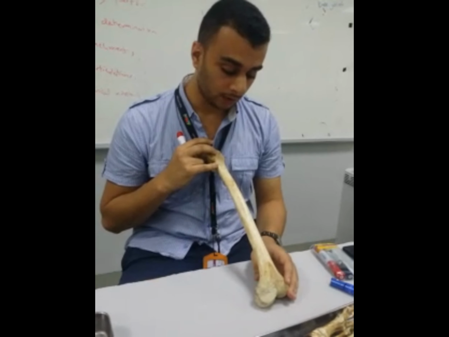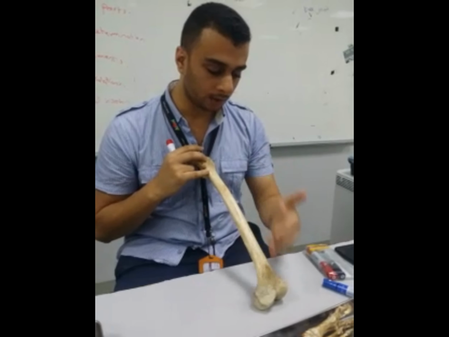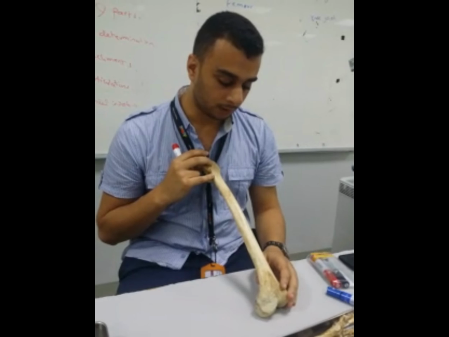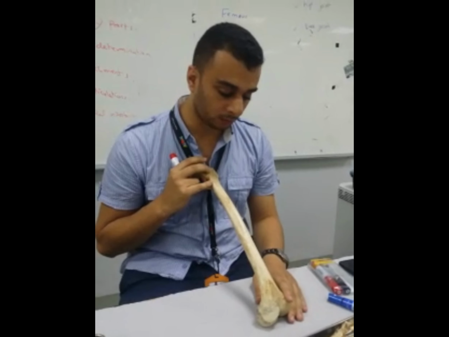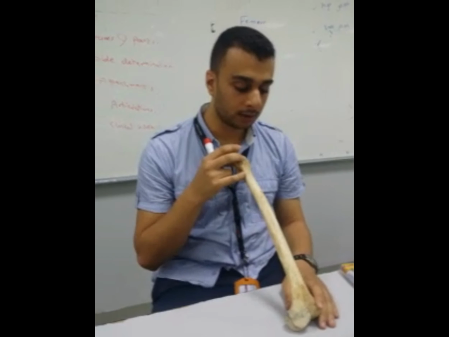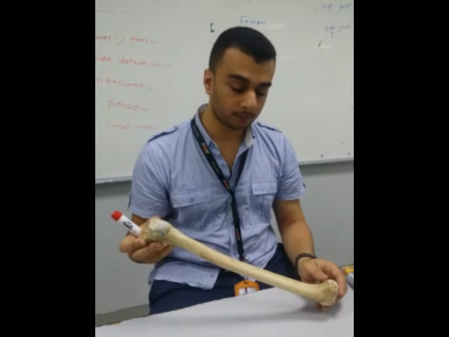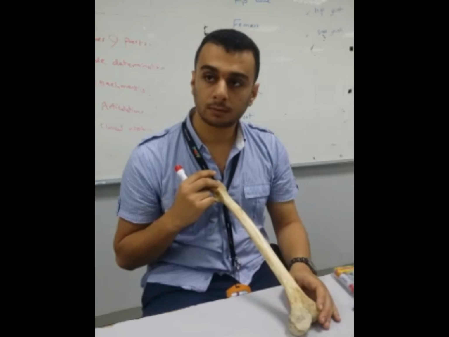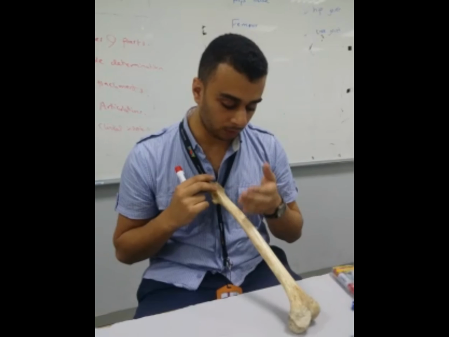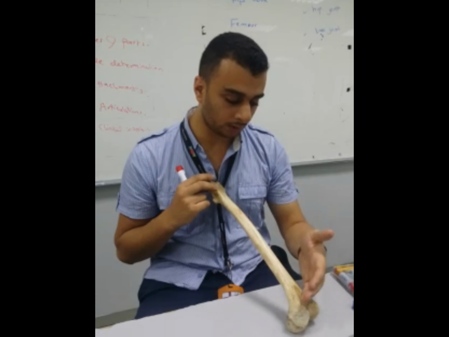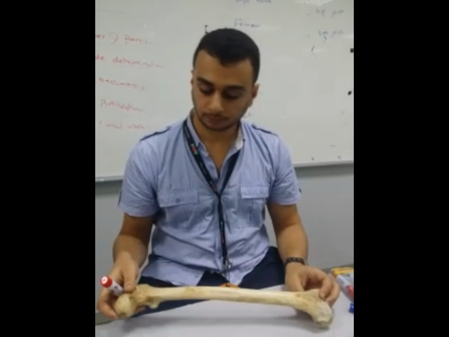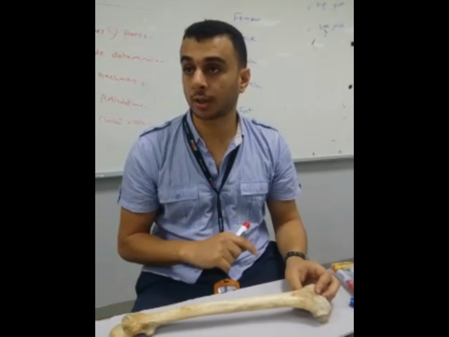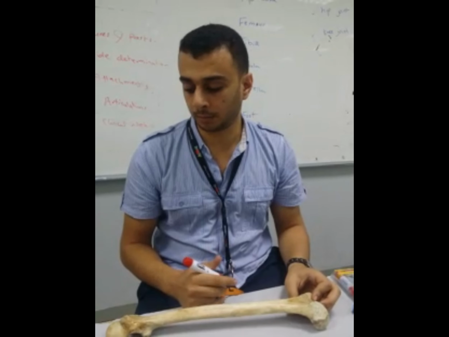Midshaft, between the upper one third and the lower two thirds, also has poor blood supply, so it tends to lead to malunion. It can also happen elsewhere, but the most common site is between the upper one third and the lower two thirds. And of course, the most common fracture will be fracture of the neck of the femur.